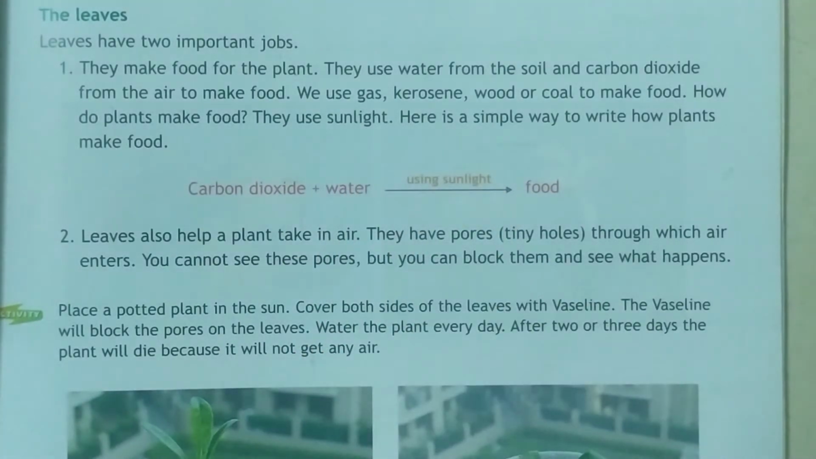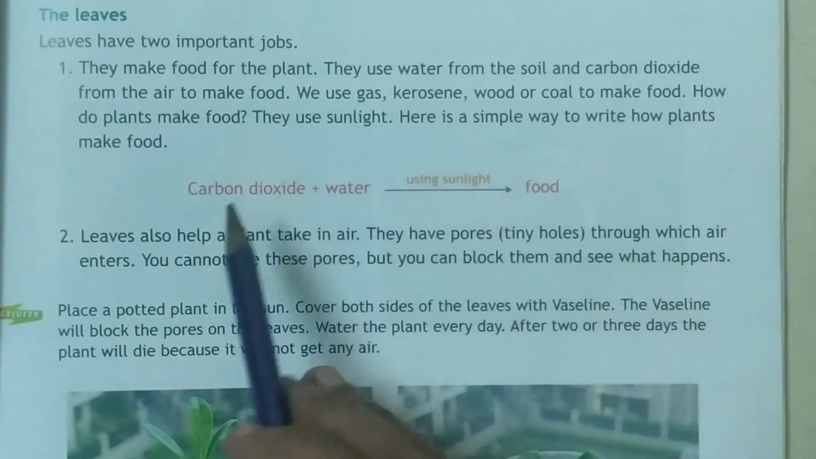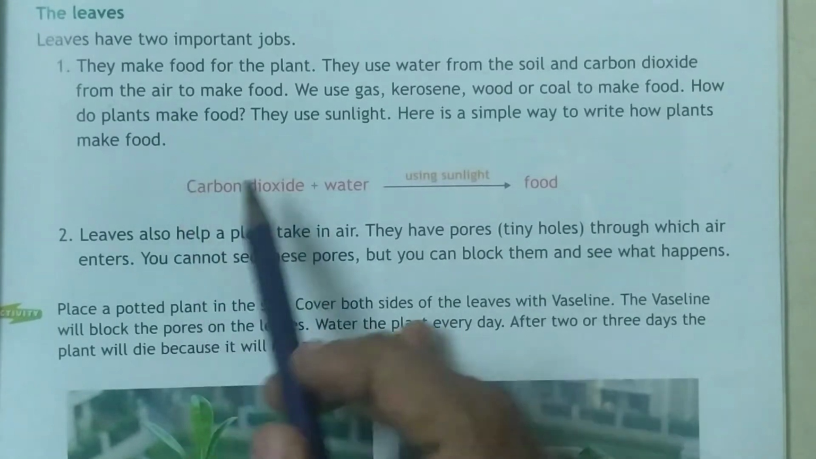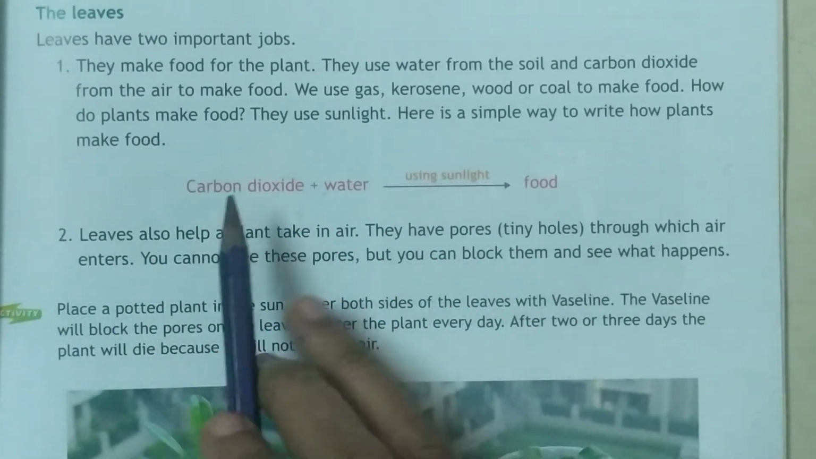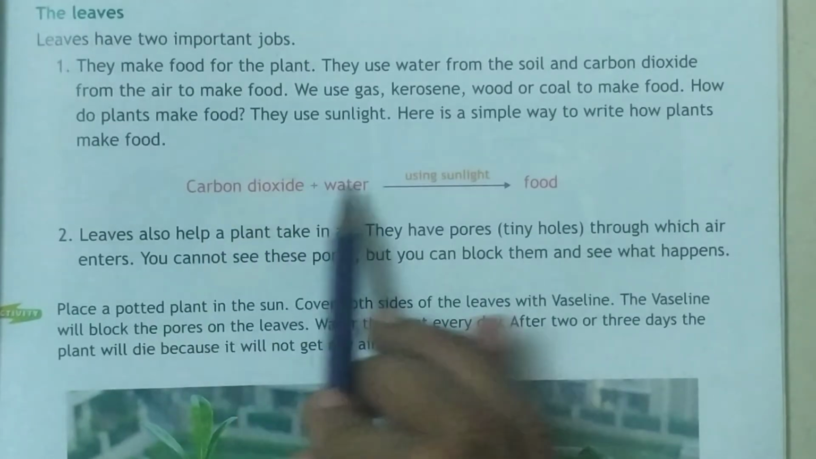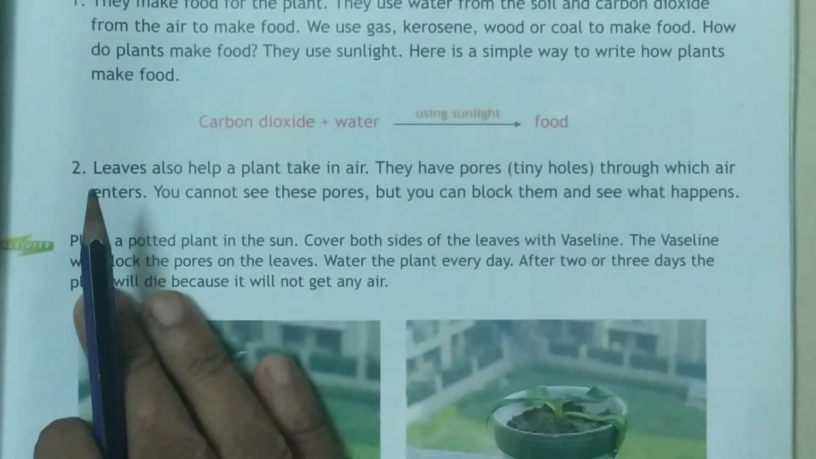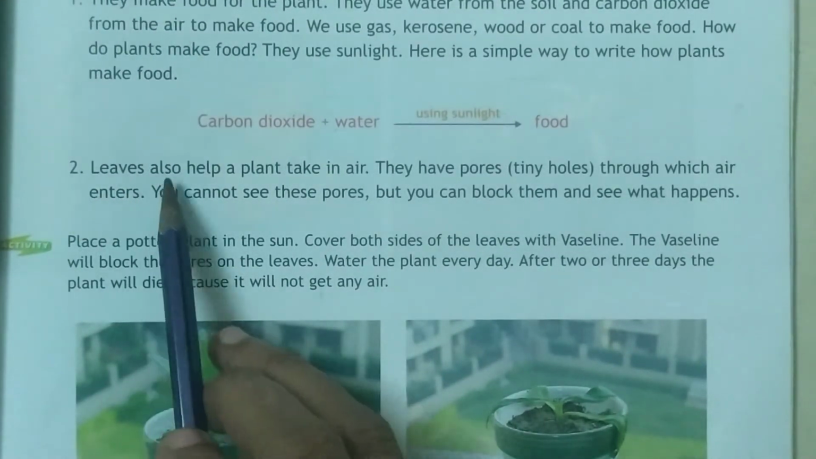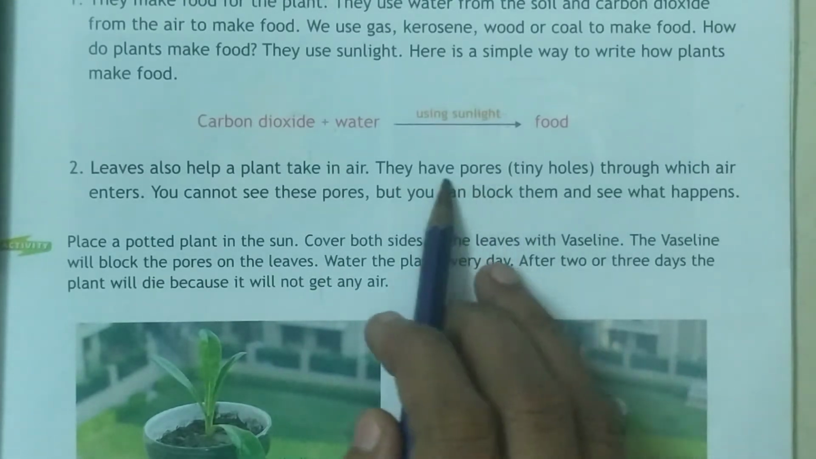And the process is called photosynthesis. Without the sun, the plant cannot prepare its own food, yes? You can remember it. This is a formula: carbon dioxide plus water, using sunlight, makes food. Okay, without sunlight, the plant cannot prepare its own food. Okay, leaves also help the plant to take in air. They have pores.